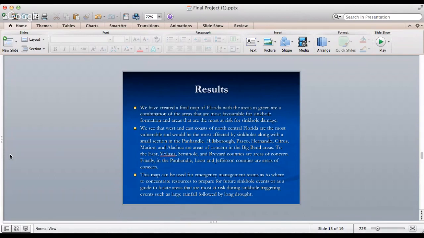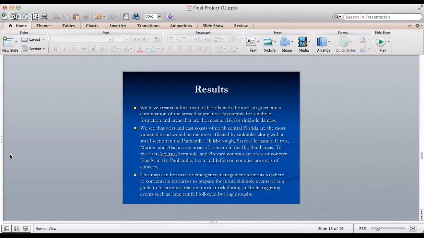The areas highlighted in green are in the final map, like I just said. We see that the most affected areas in Florida are going to be in the north central parts, specifically on the western and eastern coast of this subsection. As far as counties go, we see that Hernando, Citrus, Marion, and Alachua are of concern in the Big Bend. To the east, we see Volusia, Seminole, and Brevard counties are most important. And there is also a small portion of the Panhandle that is most affected.